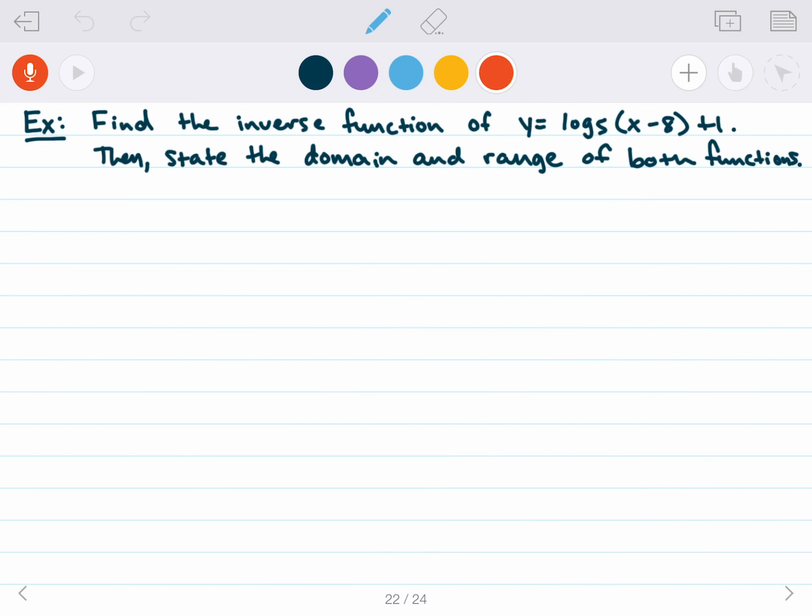All right, let's do another example. I encourage you to pause the video at this point and try this one out for yourself. Okay, this time we have a log function. We want to find the inverse. So we swap the x's and y's first and solve for y. So we have x equals log base 5 of y minus 8 plus 1. Let's isolate the log term by subtracting 1 from both sides.